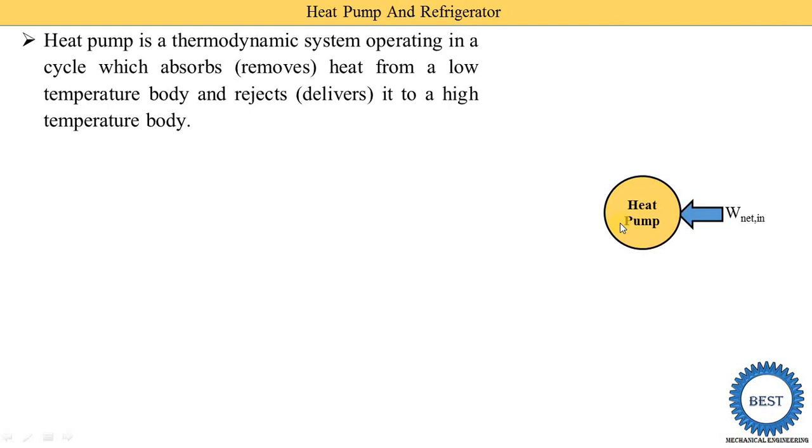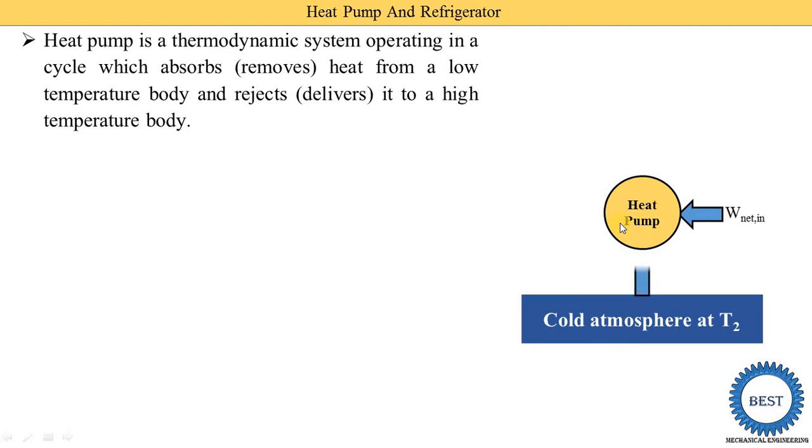And when we supply this work to the heat pump, it absorbs heat from the colder atmosphere. So here we mention that it absorbs heat from the low temperature body. This is the low temperature body, or we say it is at the cold temperature T2. Here you see we absorb the heat energy from this lower temperature, which is why this arrow goes in the upward direction. And this absorbed heat energy is rejected to the high temperature body.